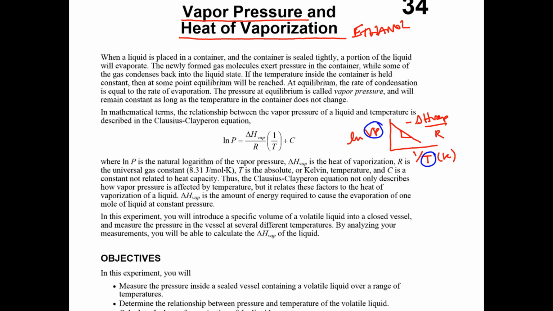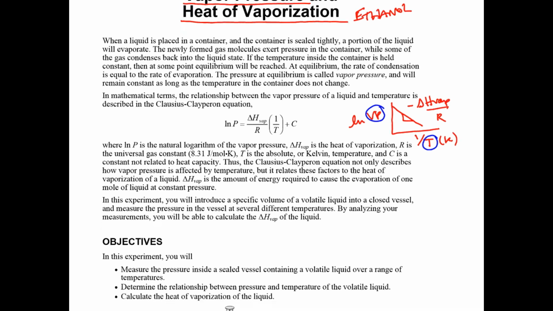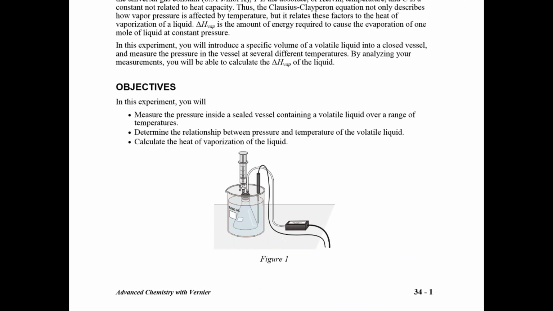So how we're going to do that is with the setup that you see on the bottom of this page. In the setup, you're going to have ethanol inside this piston. It'll be a small amount, just a few milliliters. And then inside this flask originally, you're going to have air, and you're going to be measuring the temperature.